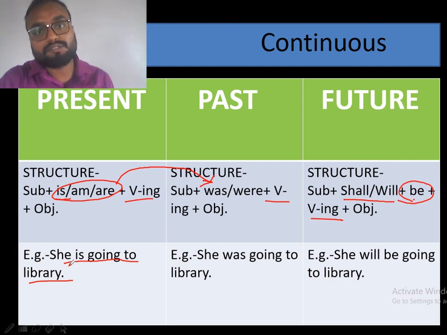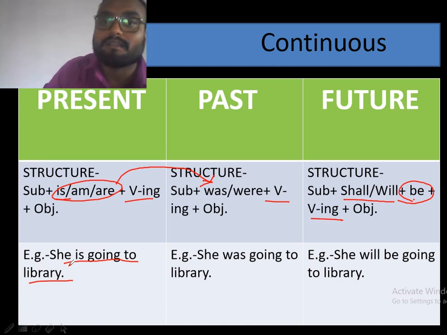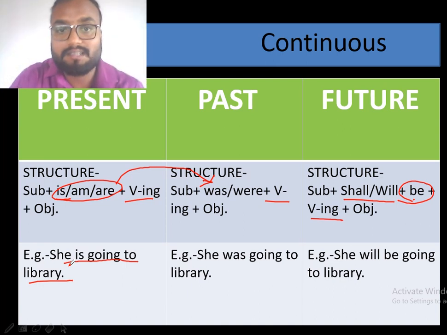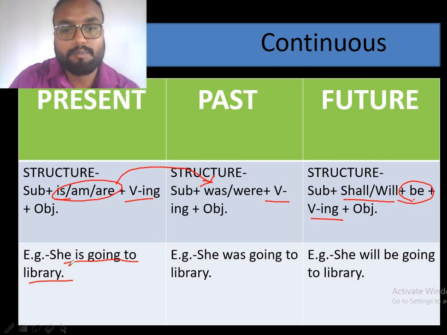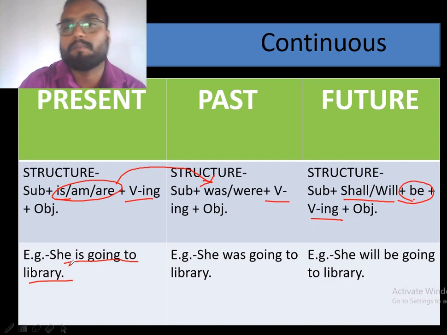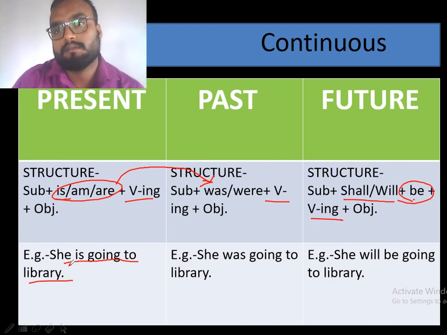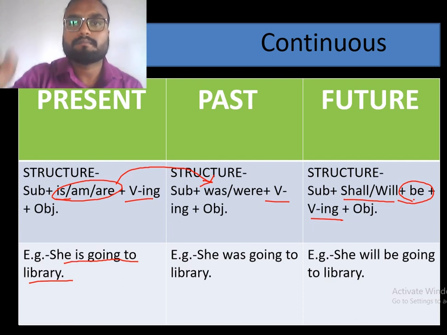And the second thing about this tense is that it does not say for how long the action is in progress. It will just tell you the action which was in progress, or which is in progress, or which will be in progress at a particular time. That's all. Now moving to the next slide.